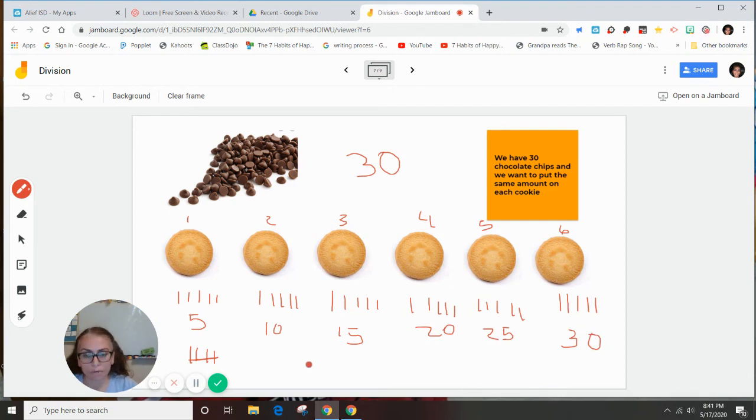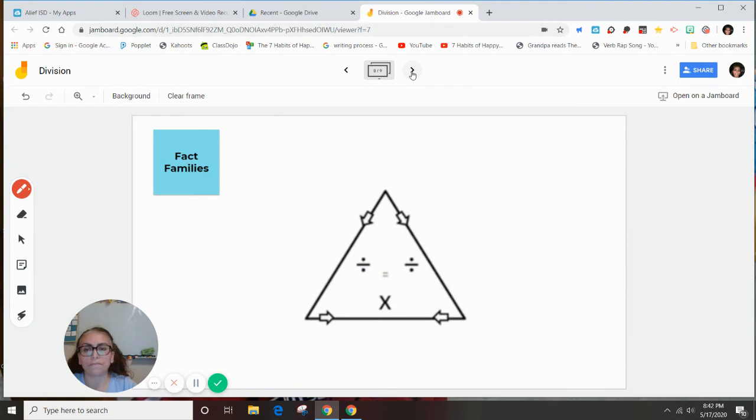Let's write our operation. So I said I had 30 chocolate chips divided by 6 cookies. How many chocolate chips on each cookie? 5 on each cookie. And I was just splitting them into equal amounts on each cookie.